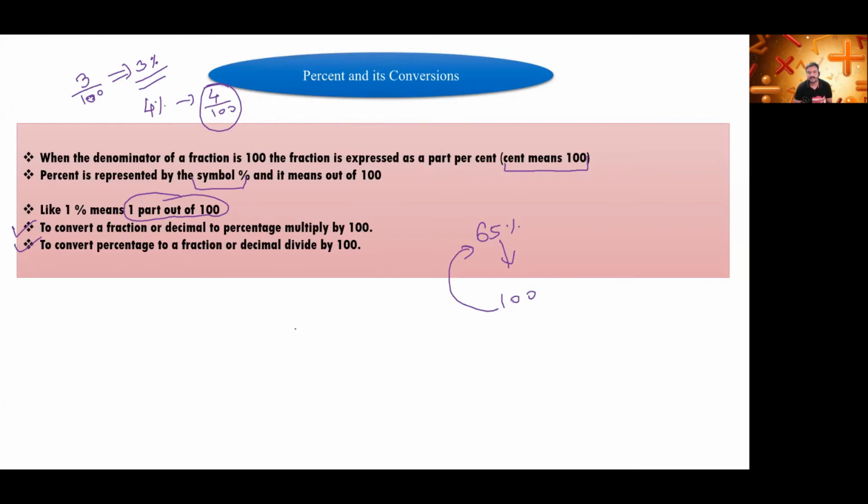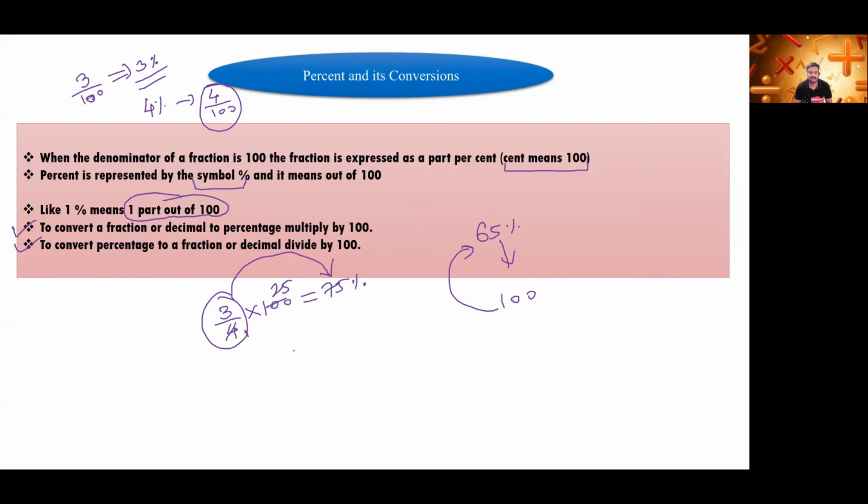Now, suppose we have a fraction, 3/4. I want to convert this fraction in terms of percentage, so I will multiply this fraction by 100. What does it come to? Sir, 4 ones are 4 and in hundreds it is 25. So 75%. So the fraction 3/4 in terms of percentage is 75%.